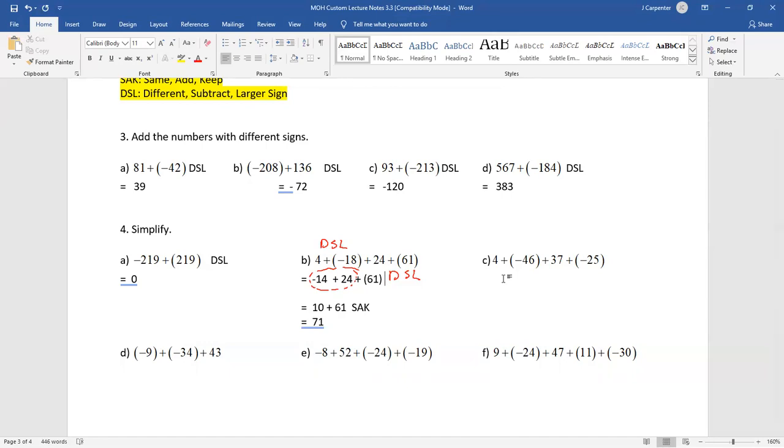All right, let's do C next. So again, just focusing on the first pair of numbers, just 2 at a time. So 4 plus the negative 46. Well, 4 is positive, the 46 is negative, so that's DSL. Different, subtract, keep the sign of the larger. Subtracting the larger minus the smaller, ignoring signs, let's say 46 minus 4, and that's going to be 42.